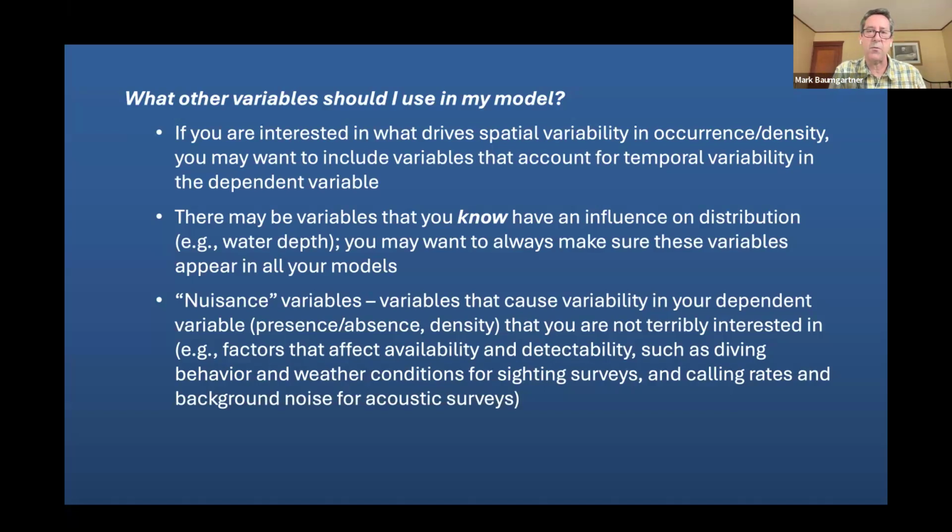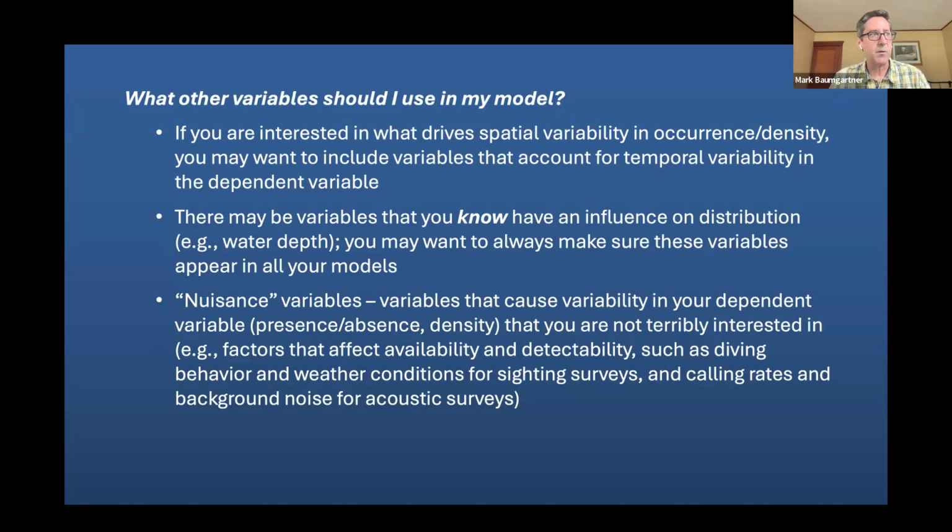So you want to account for that right up front, and then see what other variables are important to my species distribution above and beyond depth. And then finally, there are these nuisance variables. They're variables that cause variability in your dependent variable that you're not really interested in.